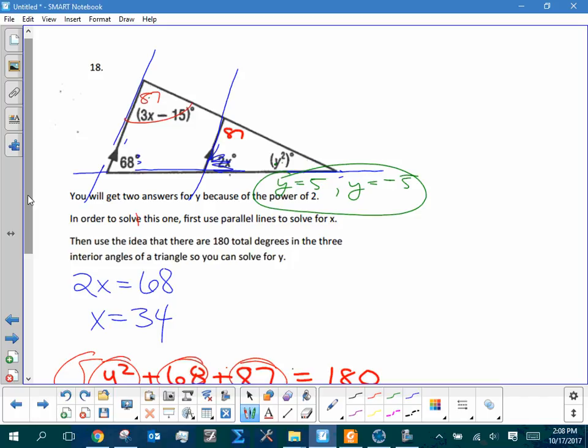Couldn't you just plug in a random number in? Huh? Couldn't you just plug in like 2 or something?